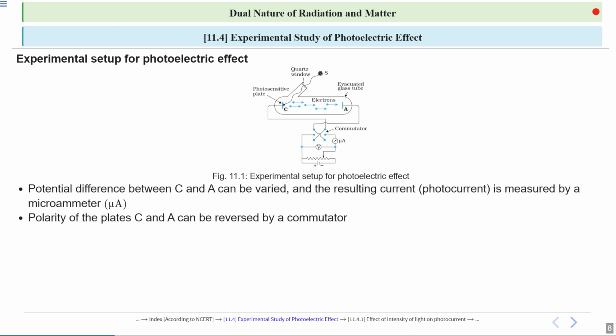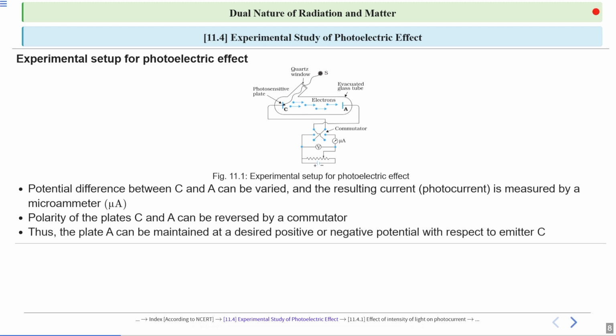All right, by using this setup, we can set plate A to any desired positive or negative potential compared to the emitter C. This means we can either attract or repel the emitted electrons, depending on the voltage we choose. This control is crucial for investigating how the energy and number of emitted electrons depend on the applied potential, which leads us to deeper insights into the photoelectric effect.